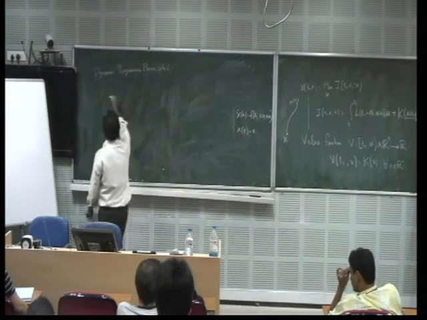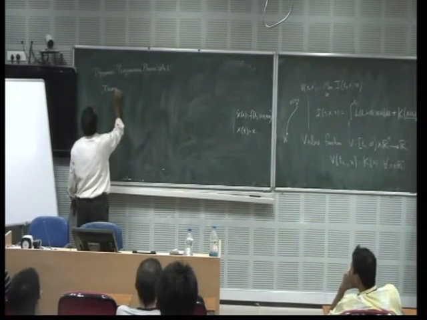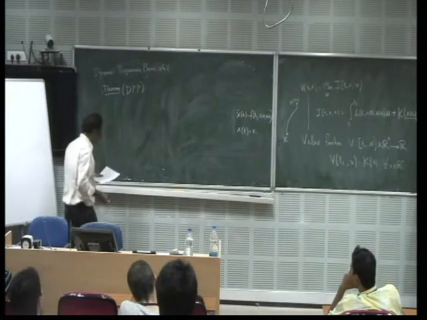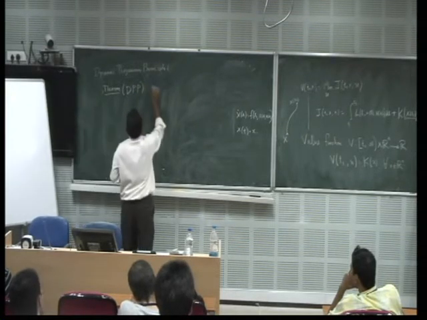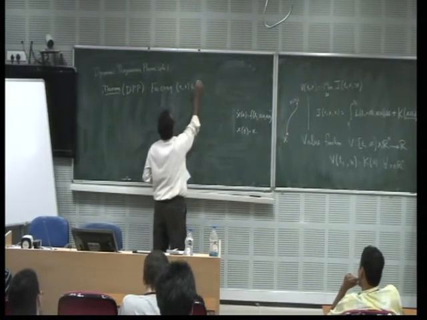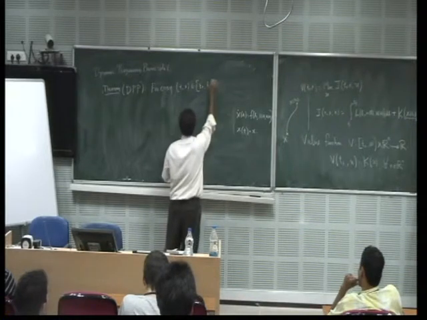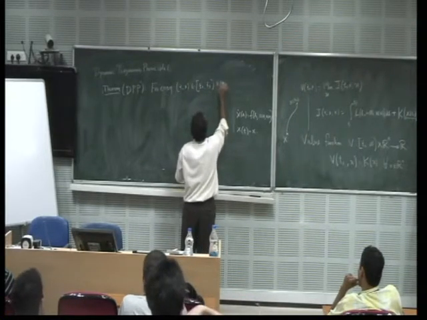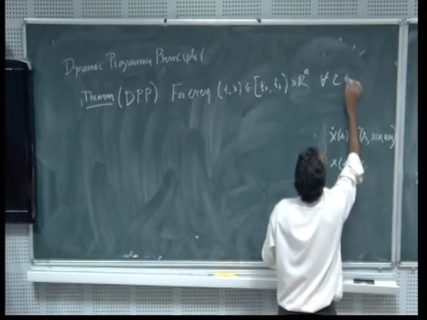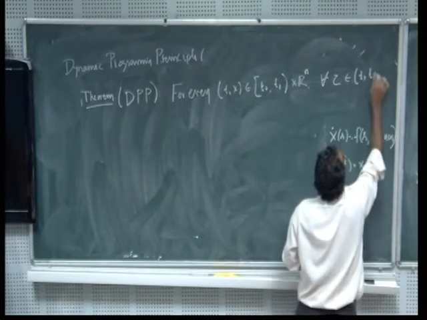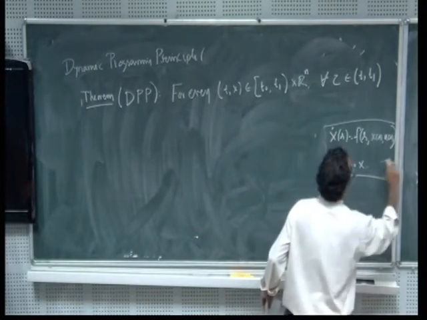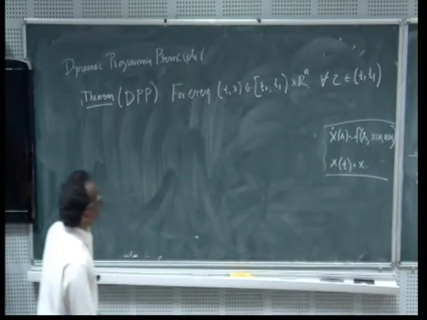So here is the theorem of DPP. So let me just state the theorem. Dynamic programming principle. For every (t, x) belonging to [t0, t1] cross R^n, and for all tau belonging to [t, t1], so I'm only starting my trajectory and this is part of this. For all tau in that one.